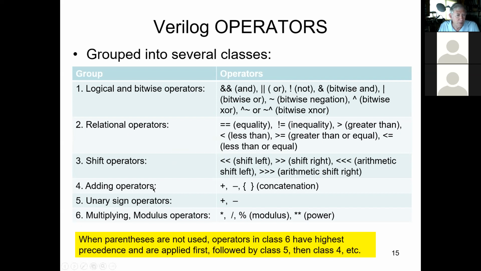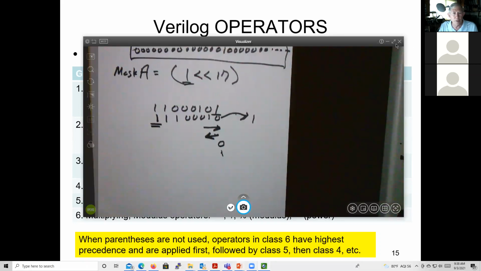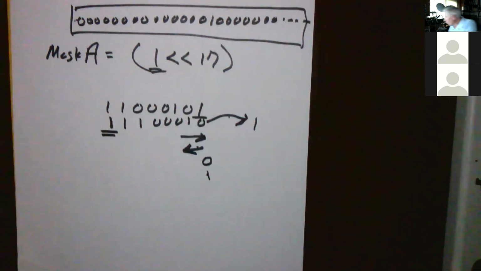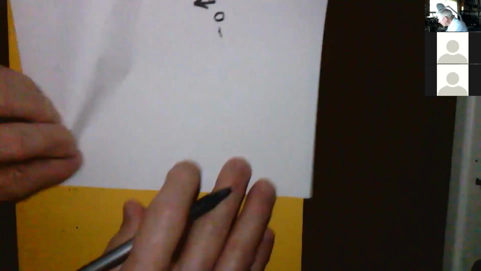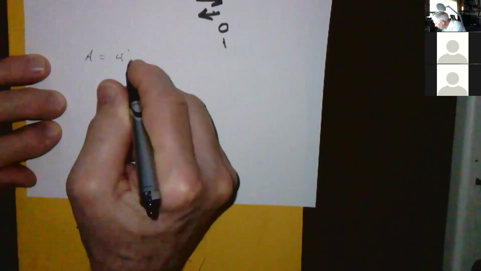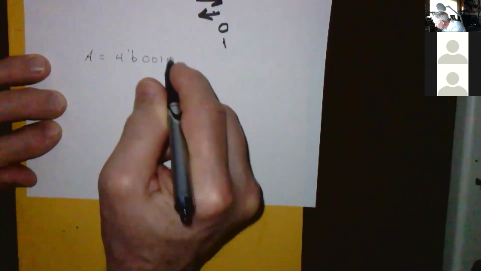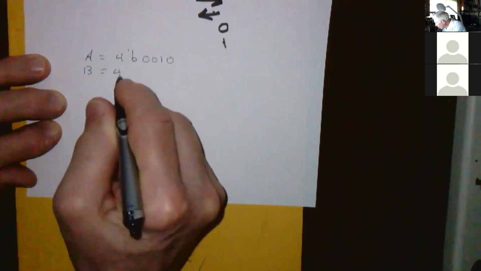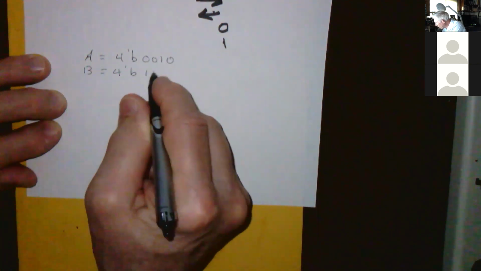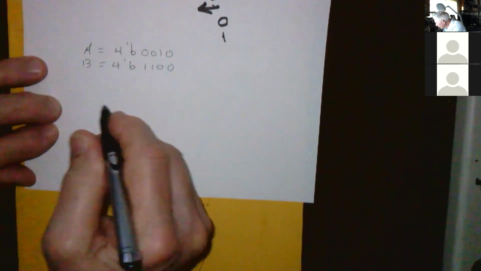All right, shift operators. We talked about this already. Now, this is really important. So addition, subtraction, and concatenation. We will use concatenation a lot. So let me just show you how that's supposed to work, because it is a little different. So if we use the concatenation, let's say A is defined as 4'b0010, and B is defined as 4'b1100, and we concatenate those.